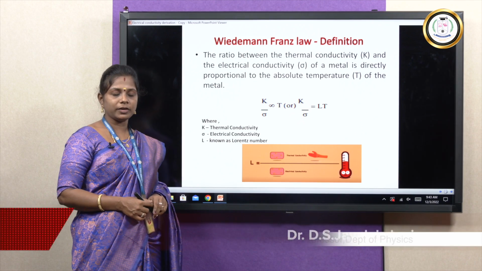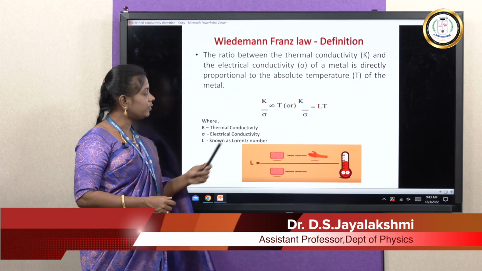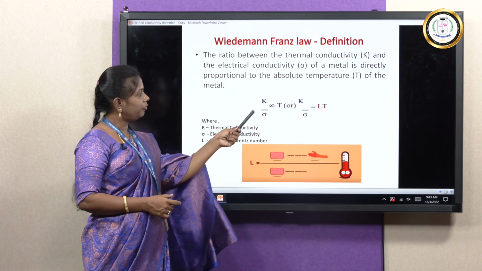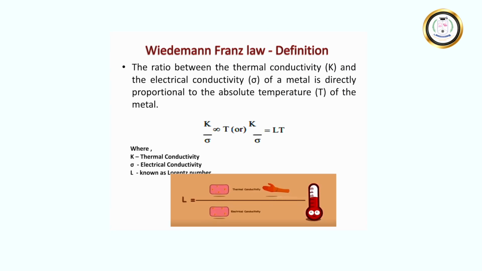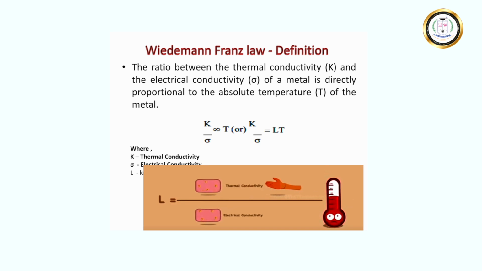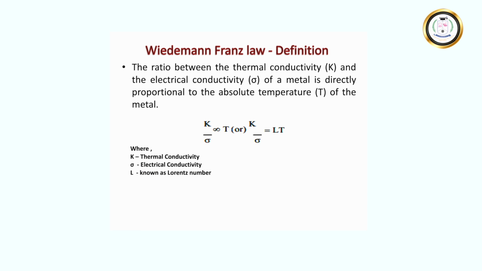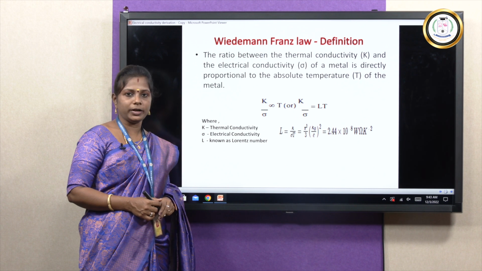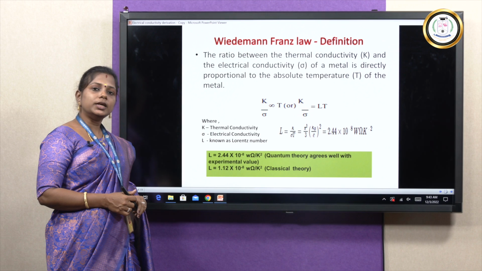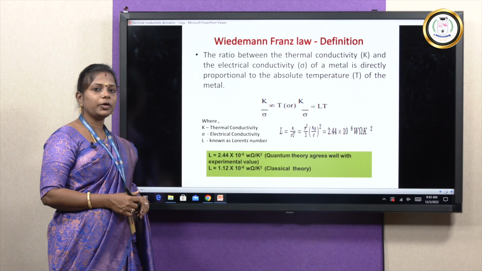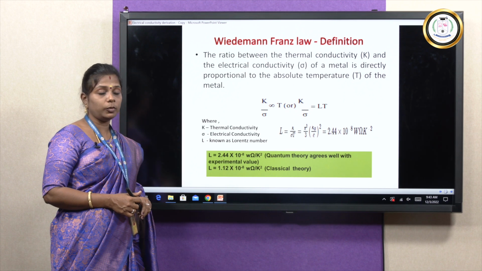So, by using Wiedemann Franz law, how can I derive Lorentz number? From the Wiedemann Franz law, I can state that L is equal to K by sigma T. So, by applying the value of K and sigma, we can calculate Lorentz number. The Lorentz number is derived by using classical as well as quantum approach. Here, this is the value which is derived from the quantum theory. The experimental value of Lorentz number is 2.44 into 10 to the power minus 8 watt ohm per Kelvin square. The classical theory value of Lorentz number is 1.12 into 10 to the power minus 8 watt ohm per Kelvin square.